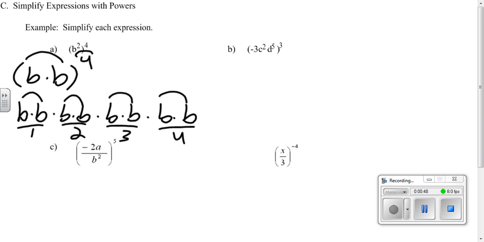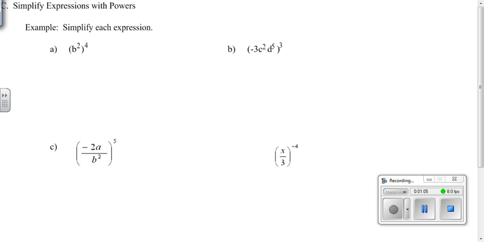Now when we look at that, we notice that we have 8 b's together, so that is b to the 8th power. And that is our final answer. Now again, that's if we do it the longhand way. We want to move away from doing everything in longhand. We want to learn the different properties of them, so we need to look at different properties.